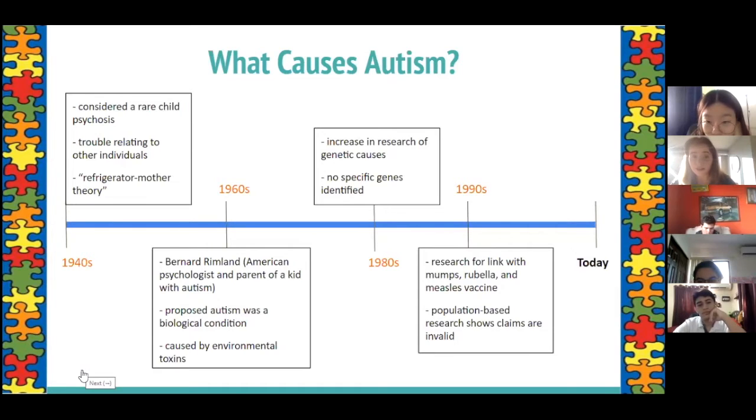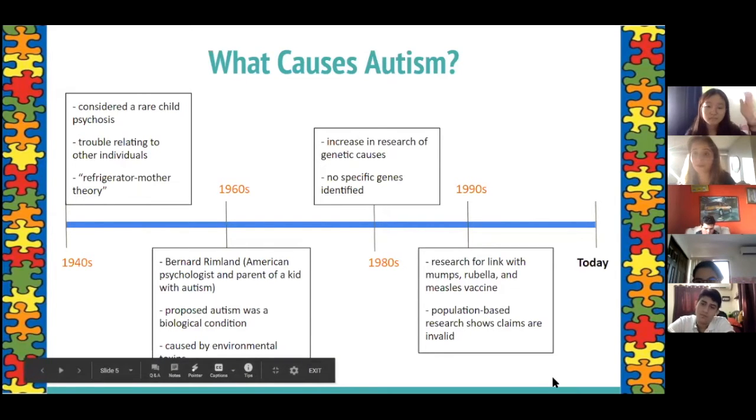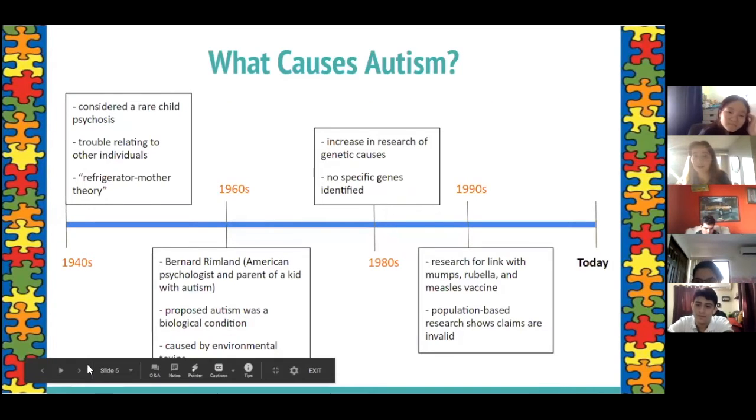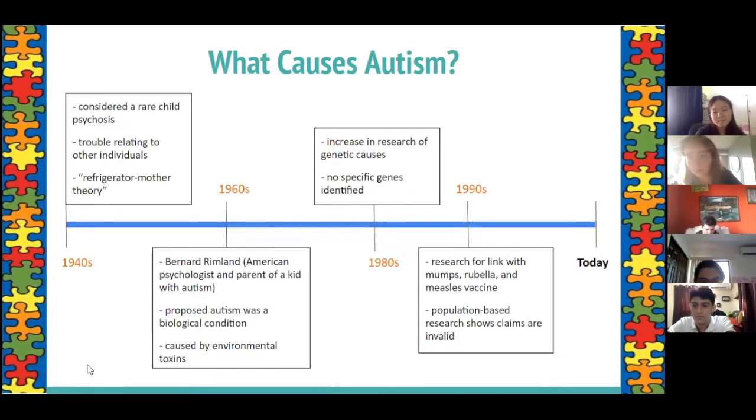In the 1960s, an American psychologist, who was also the dad of a child on the autism spectrum, called Bernard Rimland, proposed for the first time, because nobody had ever said it before, that autism was a biological condition. Before, people attributed it to bad parenting. But it was actually for the first time that they proposed that it was a condition, a disorder. And Rimland proposed that it was caused by environmental toxins, so that the environment in which the individual was, its toxicity or the different factors in it, caused the individual to be on the autism spectrum.